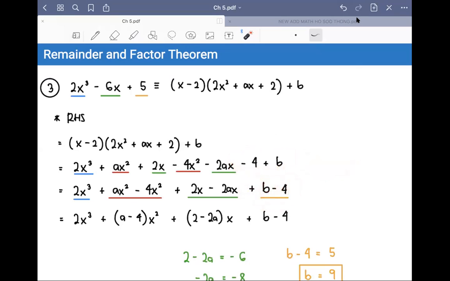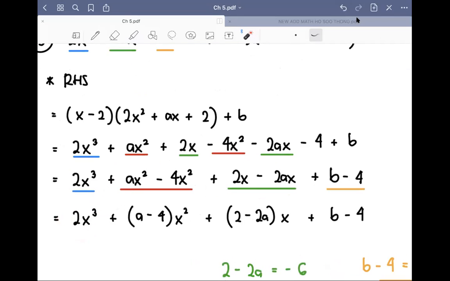Okay, and then what's next? After you have grouped the similar terms, you need to factorize them, right? You need to extract the coefficient of each term. So for 2x cubed, I have nothing else to do here because it's just 2x cubed. That means that the coefficient of 2x cubed is 2, right? Now, how about for x squared? So for x squared, I factorized this. So I got a minus 4 and then x squared outside. So again, how did I get this from here?